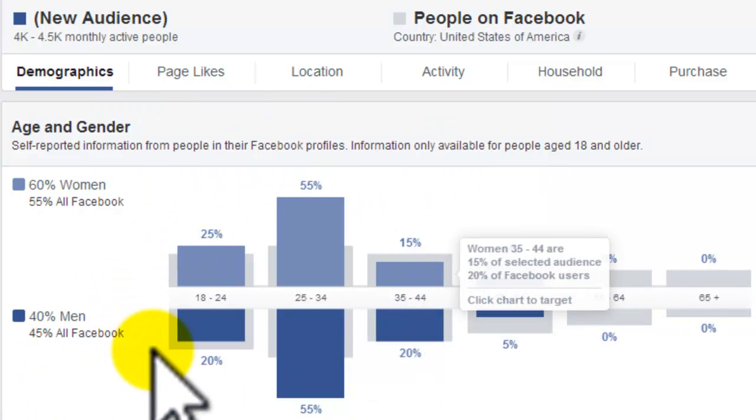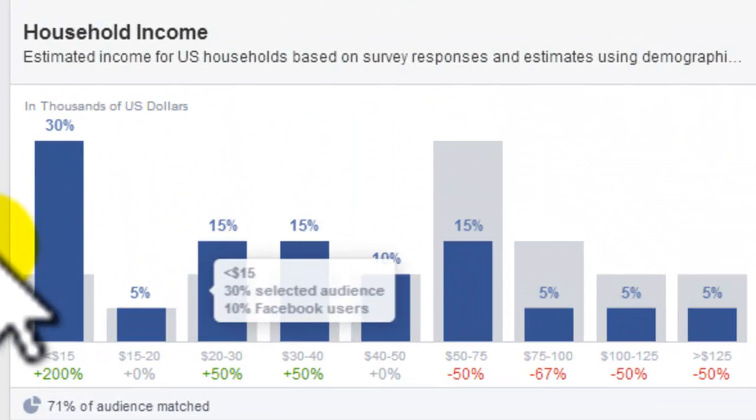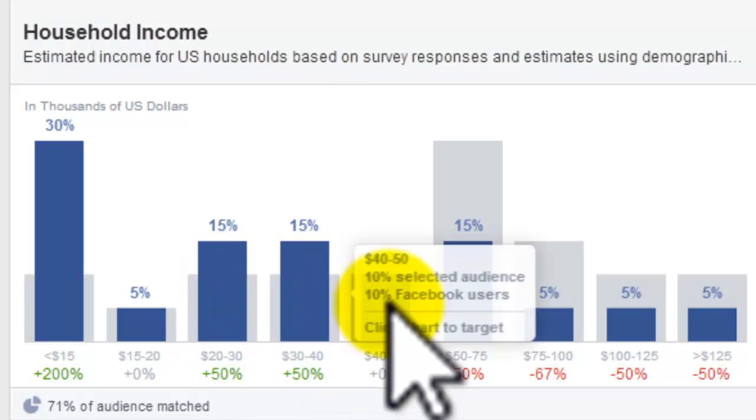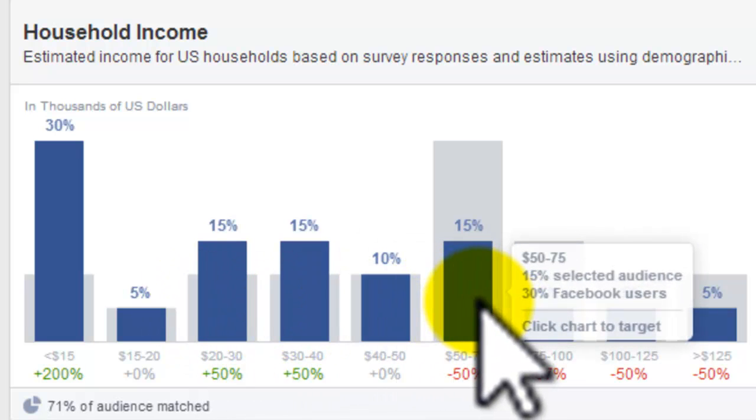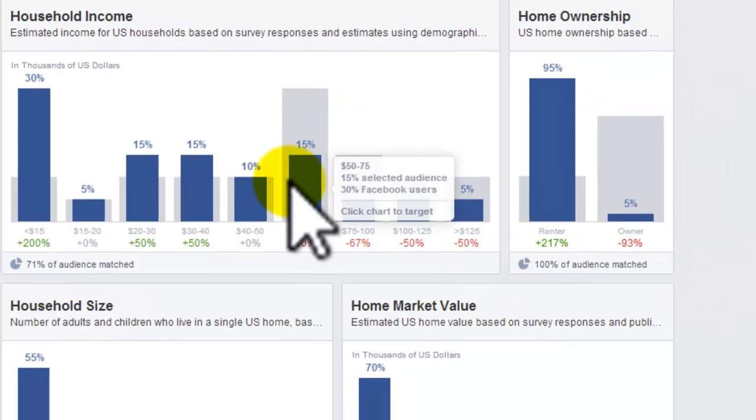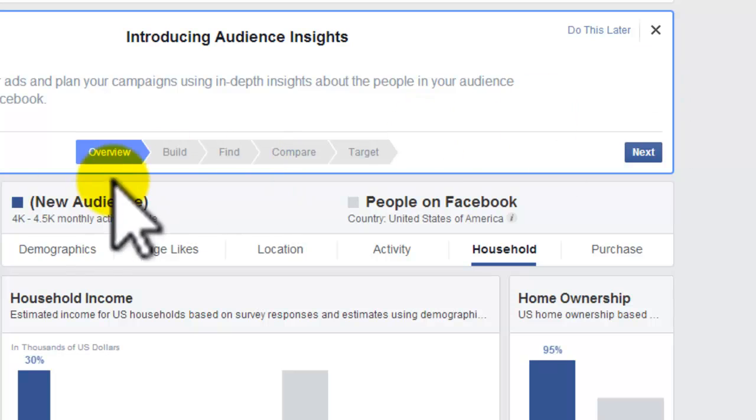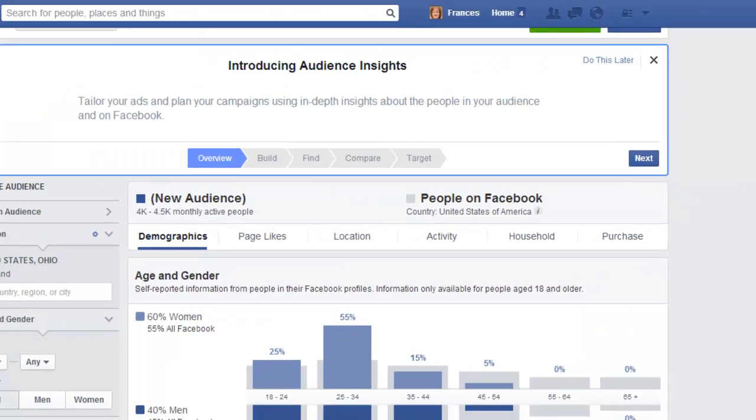And that gives us a really great pool. What we see are household incomes. If we want to target household incomes in any particular category, all you have to do is click on the chart and target that group. Now, even more interesting, let's go back here for a second.